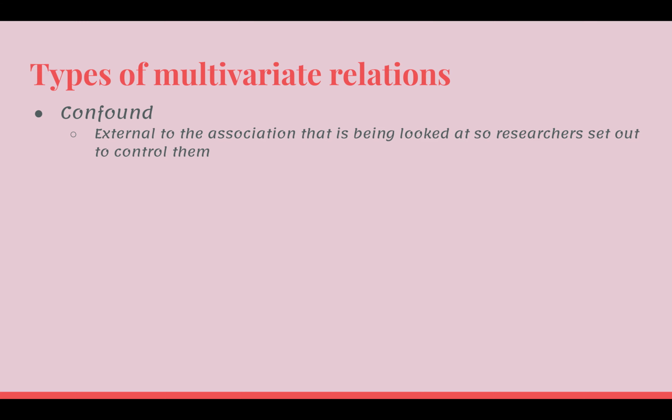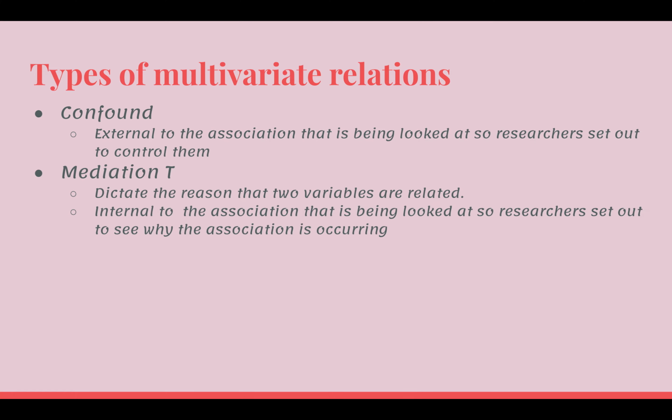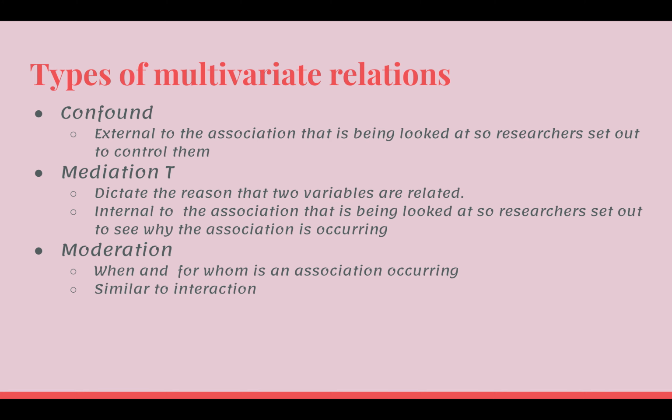Types of multivariate relations. There's a confound, which is an external association that is being looked at, so researchers set out to control them. There's mediation. They dictate the reason that two variables are related. They're internal to the association that is being looked at, so researchers set out to see why the association is occurring. Moderation. Moderation is more into the when and for whom is an association occurring. It's similar to interaction, and it focuses on one categorical variable and two continuous variables.